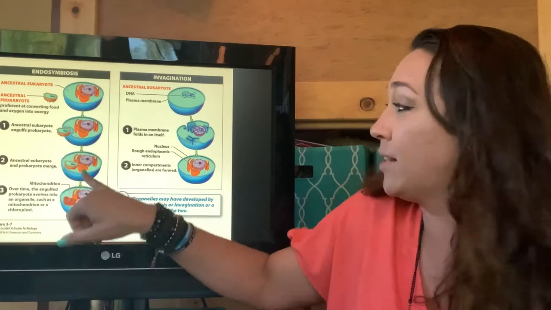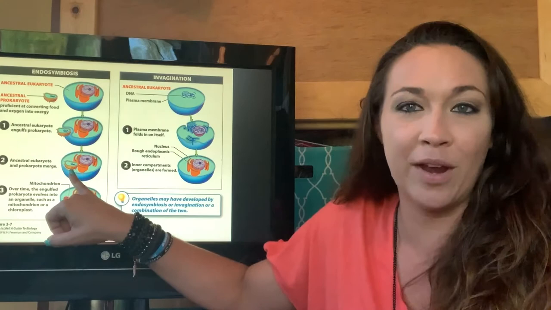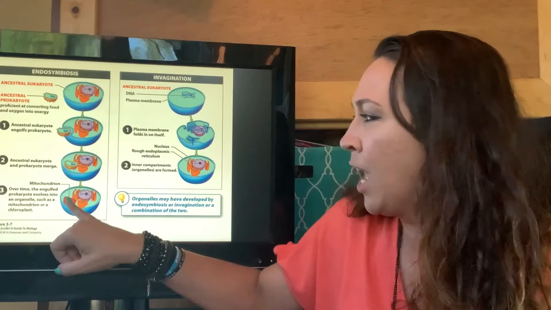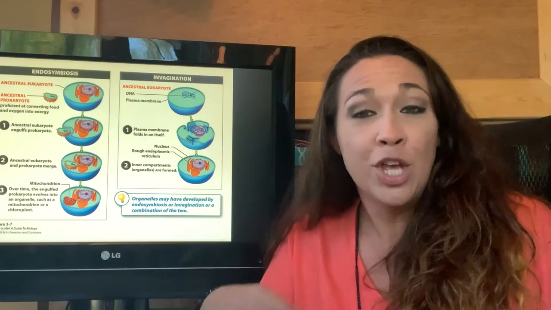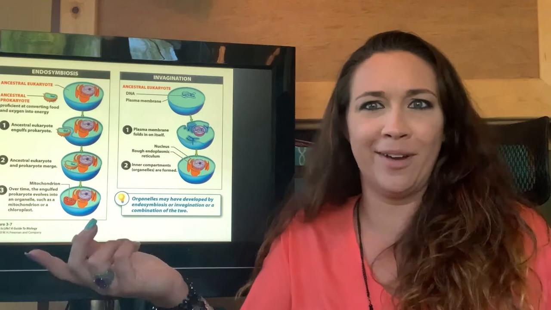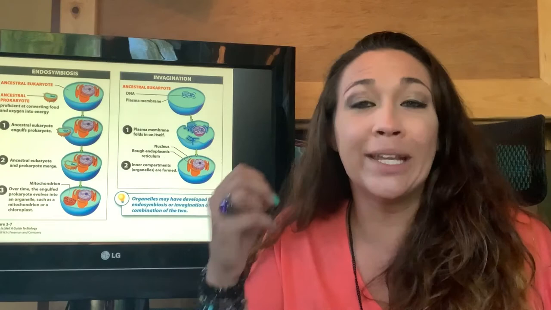Remember, this is the ancestral eukaryote. We don't actually know what type of organism this was. We just think this is what happened. And then this little prokaryote that was inside the eukaryote just stayed there and continued to make all of the energy, which kind of makes sense when you look at the mitochondria. So the mitochondria, one, is basically the size of a prokaryotic cell. Two, it has its own membrane. So it has what's called a double membrane.